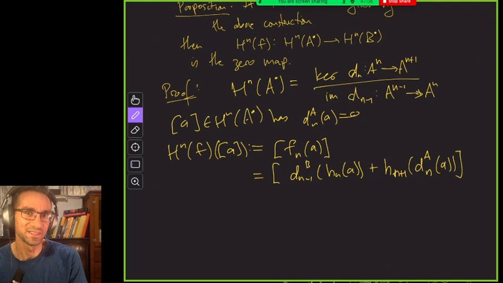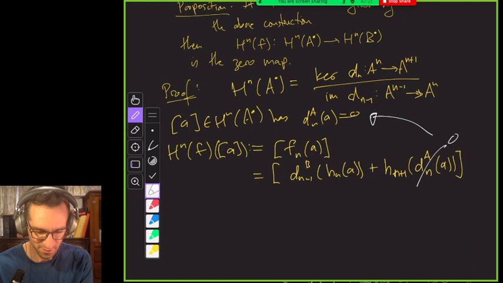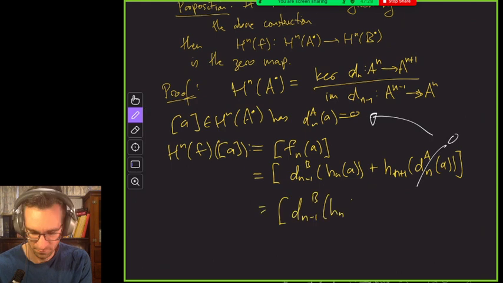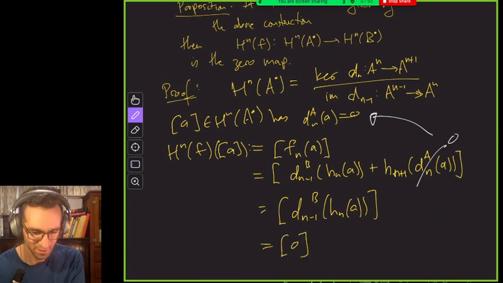Okay, but I already know that DNA is trivial. That's trivial because of this reason, by assumption. But now I've got the equivalence class of something that's in the image of DN, well, DN minus 1. And so that's the same as 0. And A was arbitrary. Little a was arbitrary. So QED. End of proof.